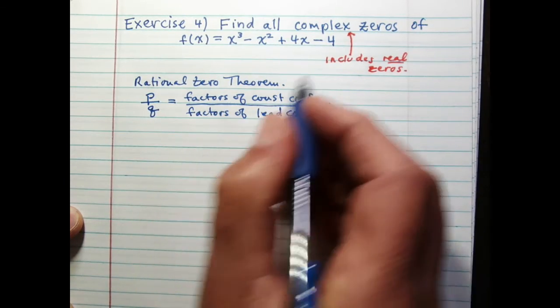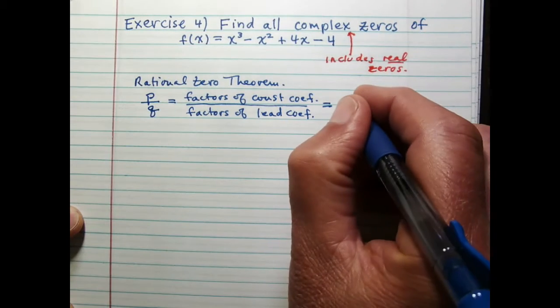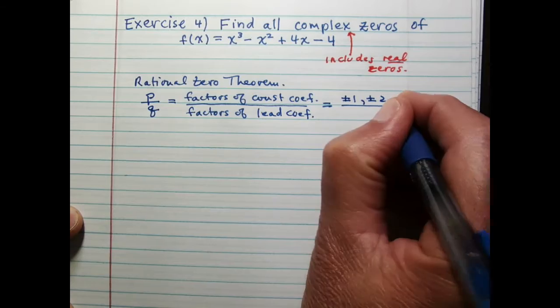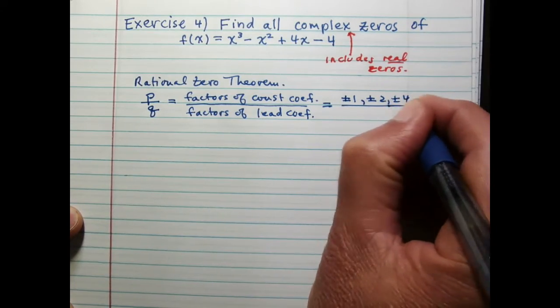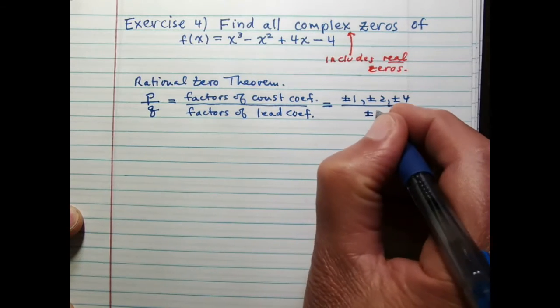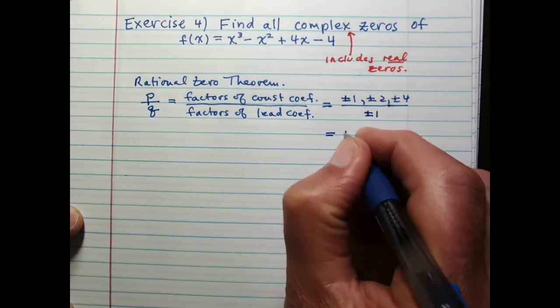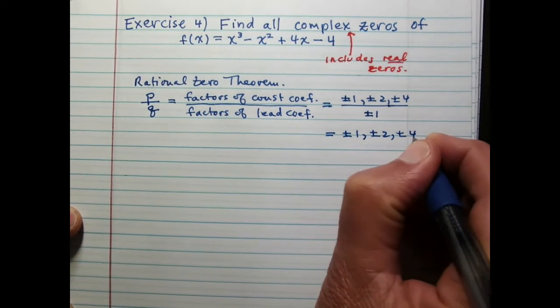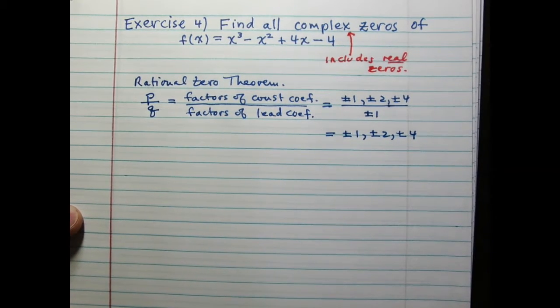So factors of the constant coefficient. Constant coefficient is -4. So we have plus or minus 1, plus or minus 2, plus or minus 4. And we're going to divide by factors of the lead coefficient. Lead coefficient here is just 1. So we only have to look at plus or minus 1, plus or minus 2, plus or minus 4. So there actually are only 6 possible rational number zeros.